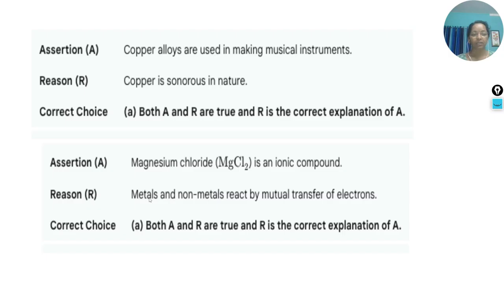Now next one: magnesium chloride is an ionic compound. Very correct. Metals and non-metals react by transfer of electrons. That is also correct. So compounds formed by transfer of electrons are called ionic compounds. Magnesium and chlorine combine like that only, by transferring electrons. So both A and R are true and R is the correct explanation of A.